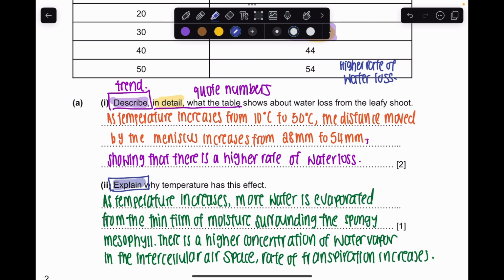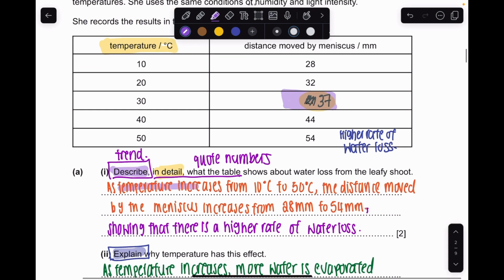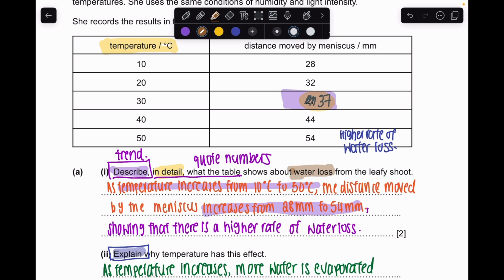Okay, so in order to describe, all I got to do is to quote numbers. As temperatures increase from 10 degrees Celsius to 50 degrees Celsius, the distance moved by the meniscus increases from 28 mm to 54 mm. Okay, writing this alone, the orange words give me 1 mark. But of course, the question wants us to link to water loss. So tell me how the distance moved by the meniscus links to water loss. So you need to say when the distance moved by the meniscus is higher, that means there is a higher rate of water loss. So these purple words will give you an additional 1 mark.